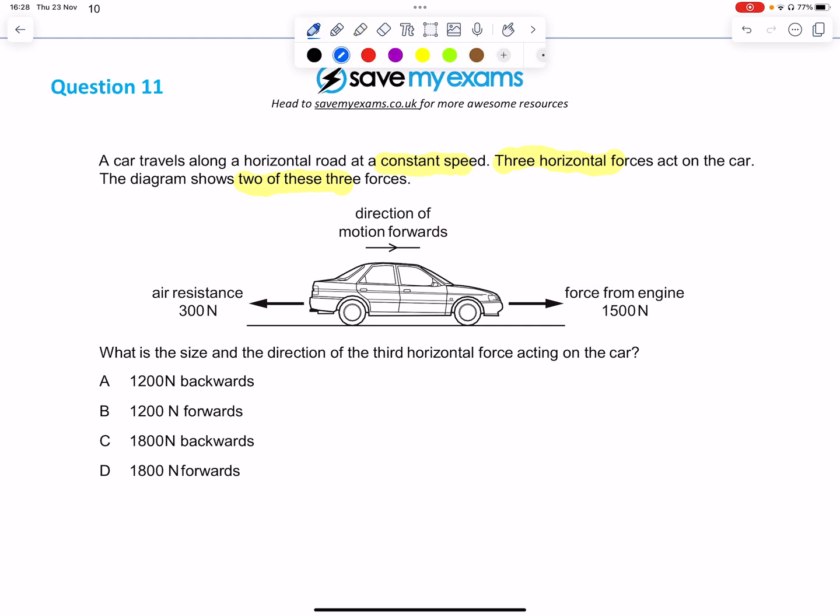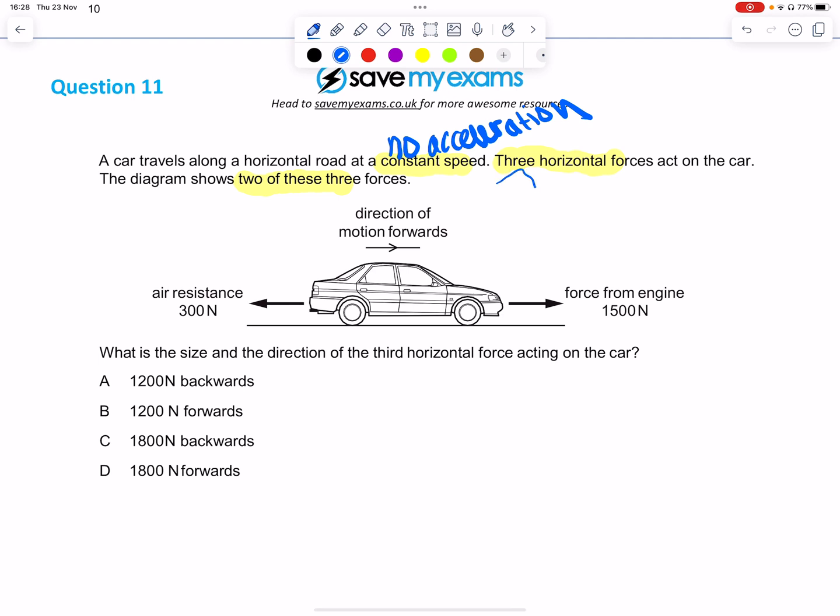Okay, so essentially we know that this car is traveling at constant speed, right? So when it's traveling at constant speed, we can say that the car has no acceleration. Or another way to describe it is, if it's traveling at constant speed, all the forces that act on the car are balanced, because according to Newton's first law, an object that is traveling at constant speed will continue to travel at constant speed unless acted on by a resultant force. Since all the forces are balanced, there is no net force acting on the car.